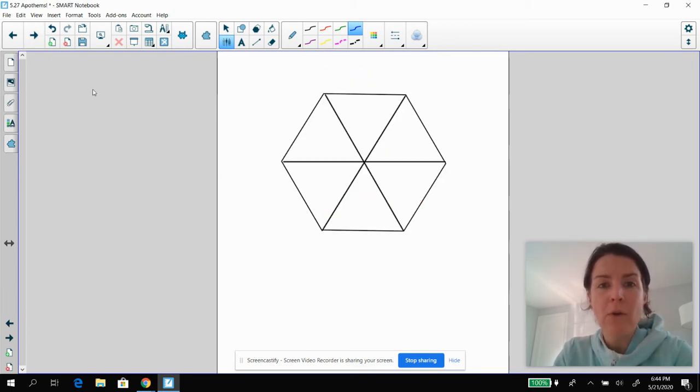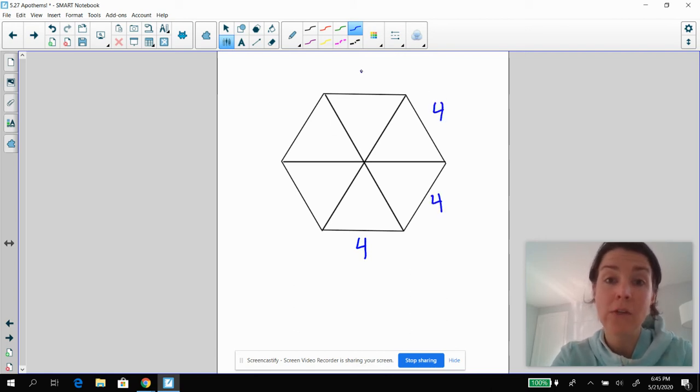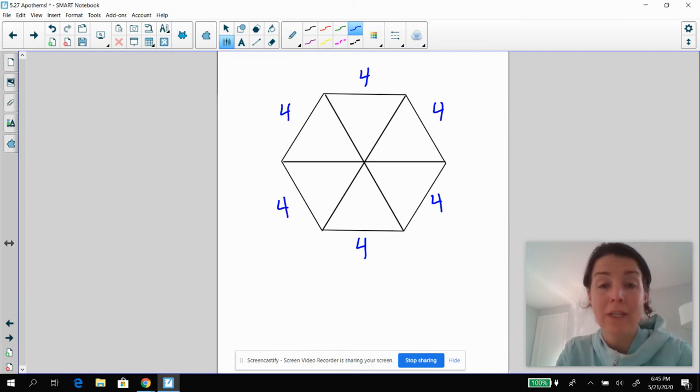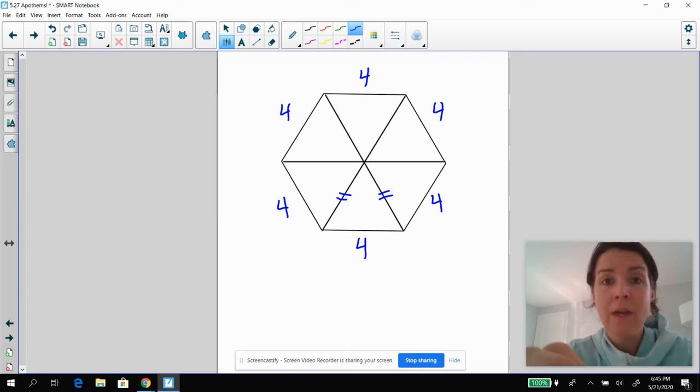So what if I broke my regular hexagon into these triangles? So these are 6 triangles in my 6-sided figure. And remember that a regular polygon means that all sides and all angles are congruent to each other. And because this is a regular figure, the diagonals are also going to be congruent and they bisect each other. So this is congruent to this. So I've got a nice little isosceles triangle down at the bottom.